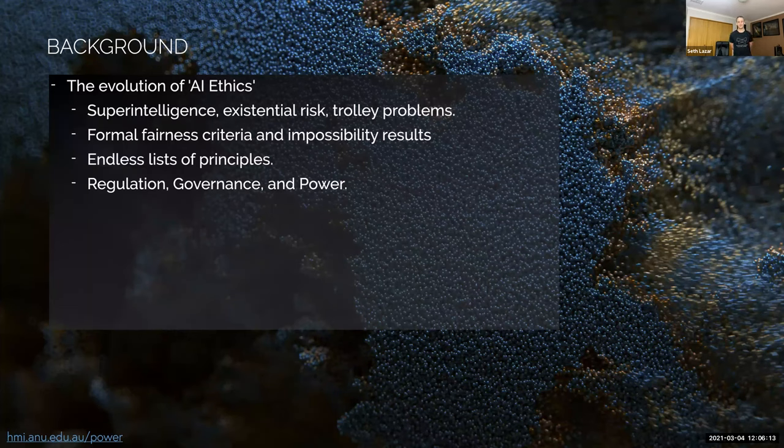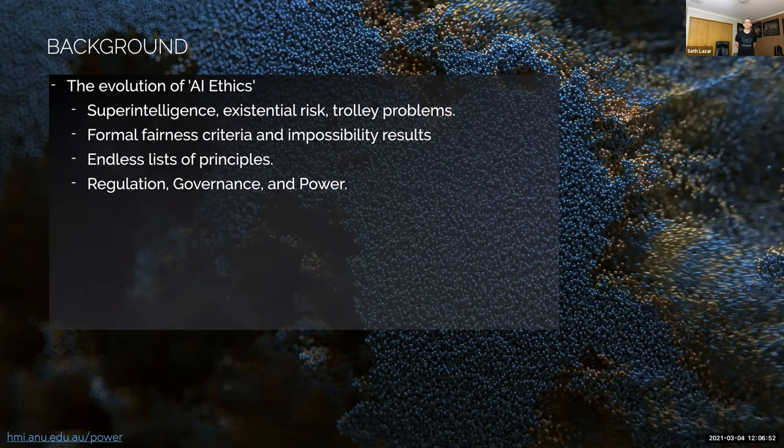There was a time when folks talking about AI and society would spend a lot of time thinking about superintelligence and existential risk. And they might think about trolley problems and autonomous vehicles. In this conference in particular, incorporating formal principles of fairness into algorithmic decision-making systems, generating impossibility results from those. There obviously has been a seemingly unending period of developing lists of principles for responsible AI. And through this, there's always been a focus on regulation, governance, and power, but it has become ever more prevalent within the field.